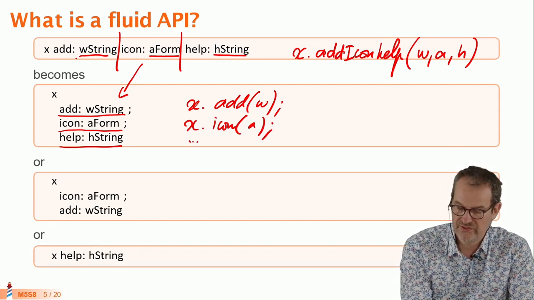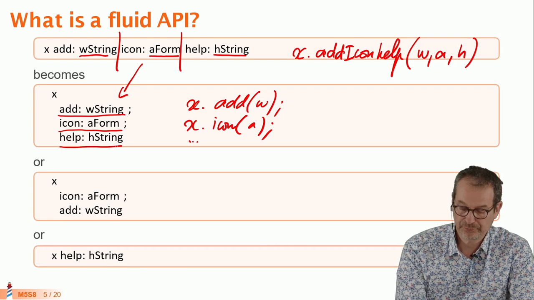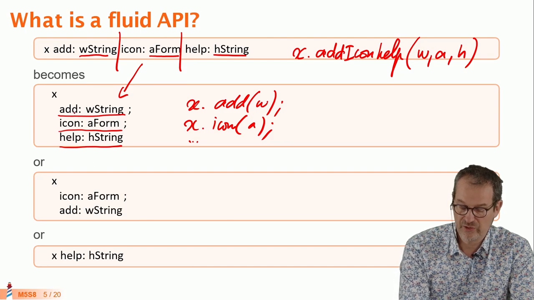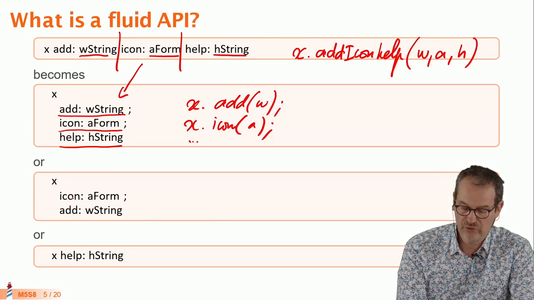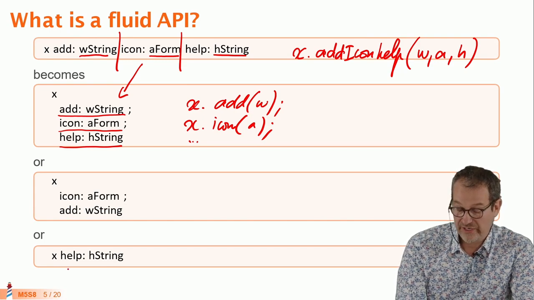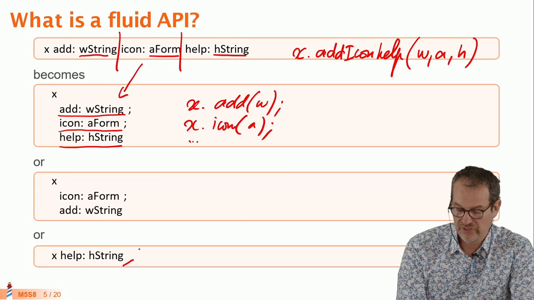So we turn these single methods into multiple methods that are autonomous. And this way, as a user, we can use them in a different way. This means that I could call add, icon, and help, or I can call icon and add. Or I can also just say, I don't need to change anything, I just want to specify the help string.